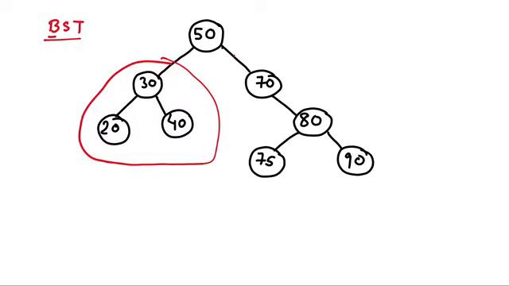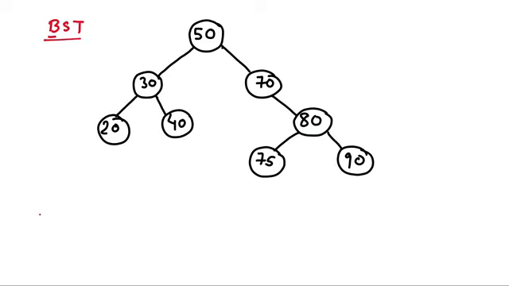Similarly, in the right subtree of 50, we will see that 70, 75, 80, 90 all are bigger than 50. So this is a binary search tree. Now we have to find the second largest element. So here we see that 90 is the largest and this 80 is the second largest.